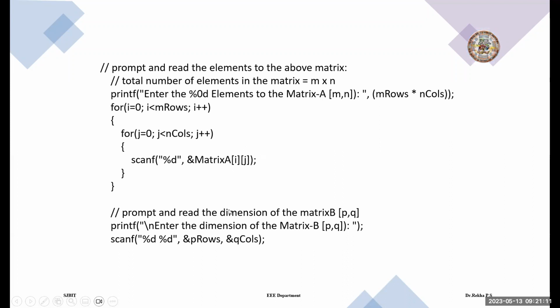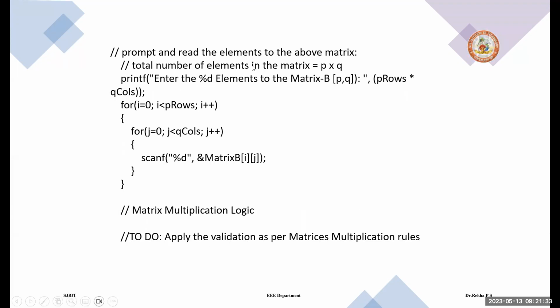Now prompt and read the dimension of the matrix B, that is the order P, Q. Now enter the dimension of the matrix B. Through the scanf function you read the value of matrix B. It will store in P rows and Q columns. Prompt and read the elements of the above matrix. So the total number of elements in the matrix is P cross Q. So you enter the elements of matrix B, that is P rows by Q columns.